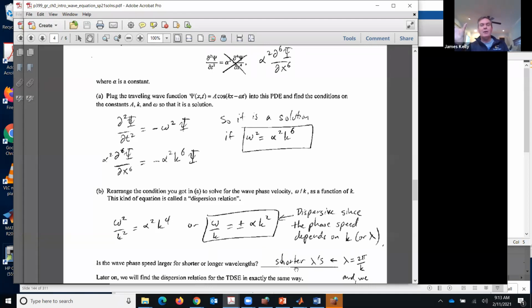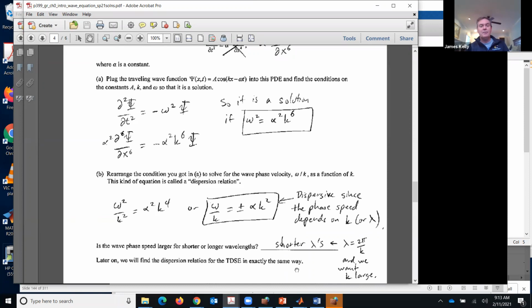So in this case, as the wavelength gets shorter and shorter, tighter curls or tighter up and down oscillation, they travel faster. Okay, and that's dispersion. The important part for us to remember for later on, we're going to find the dispersion relation for the time-dependent Schrodinger equation. I apologize, I'm not going to have a lot of abbreviations for the whole term, but we do use the term time-dependent Schrodinger equation. We're going to find it in exactly the same way. And in fact, I'll write it down shortly.